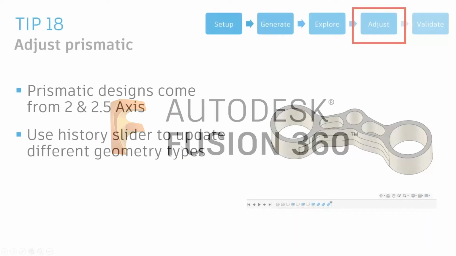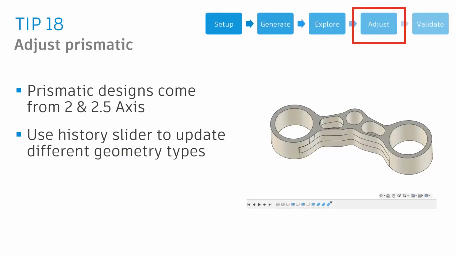So we talked about adjusting these organic generative design outputs. Next, let's take a look at adjusting prismatic outputs. So prismatic designs come from 2 and 2.5 axis CNC results. Here the history slider is going to show something a little bit different.